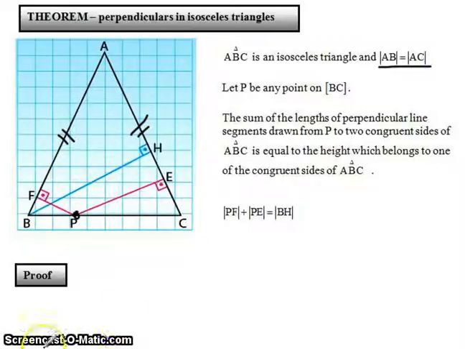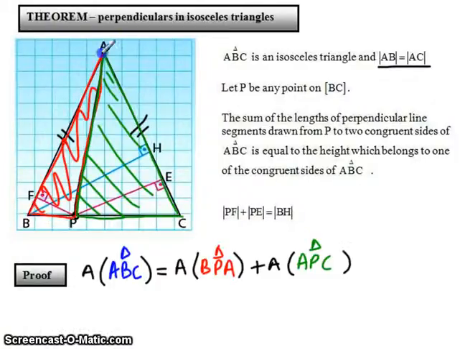Then we'll turn this point into an altitude of the triangle by joining this point to A, so that we've formed two triangles now. And we can see that here. So the big triangle ABC is equal to the two smaller triangles, the red triangle and the green triangle, their areas added together. Now we've got the perpendicular height of this triangle.